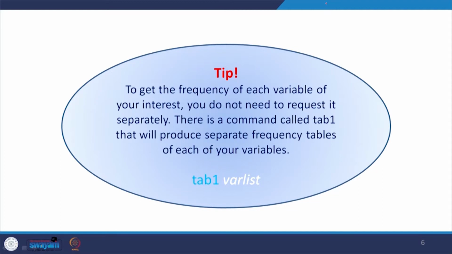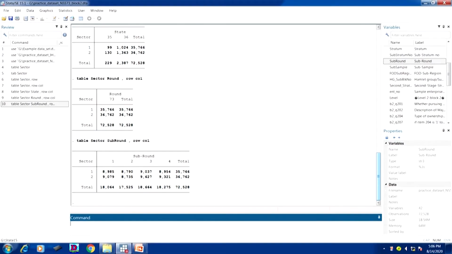But if you want the frequency separately, to get the frequency of each variable of your interest, you do not need to request it separately. There is a command called tab1, which will produce separate frequency tables of each of your variables.